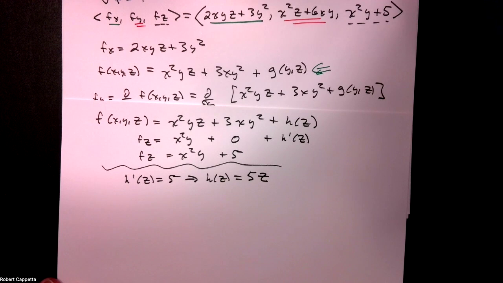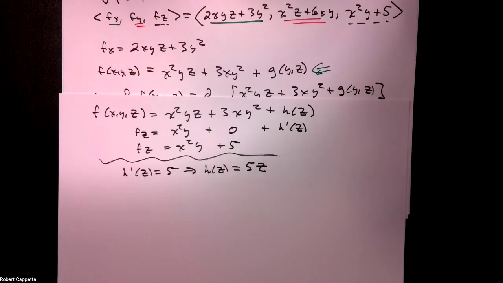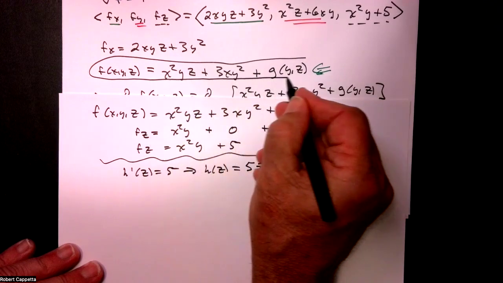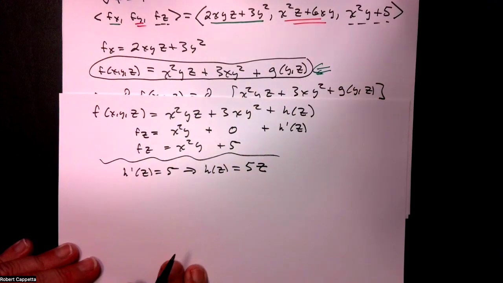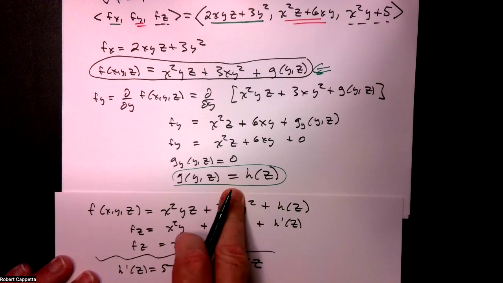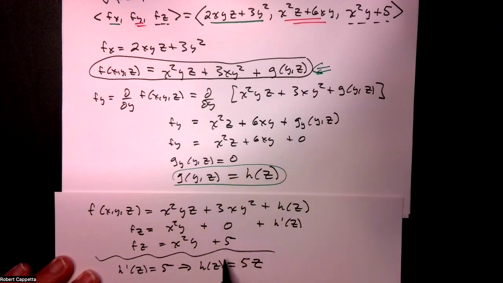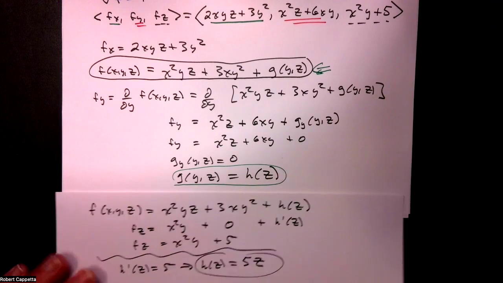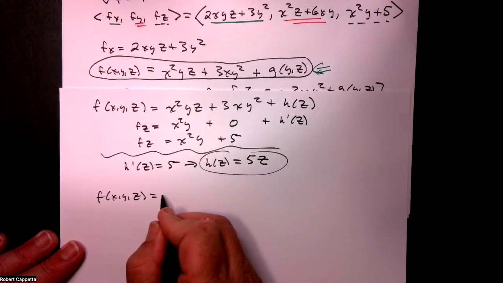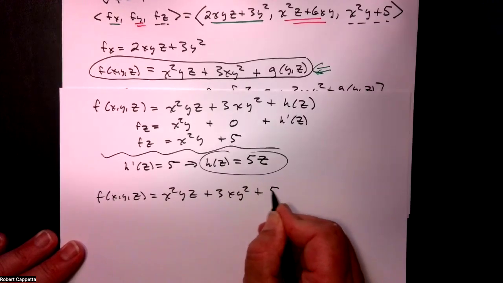So where does that put me now? Recognize we were here before, and we said f of x, y, z was x squared yz plus 3xy squared plus g of y, z. And then notice what we said. We said g of y, z was just h of z. So I've got to replace this g of y, z with h of z, which is 5z. So finishing all that up, we get f of x, y, z, our potential function, is x squared yz plus 3xy squared plus 5z.